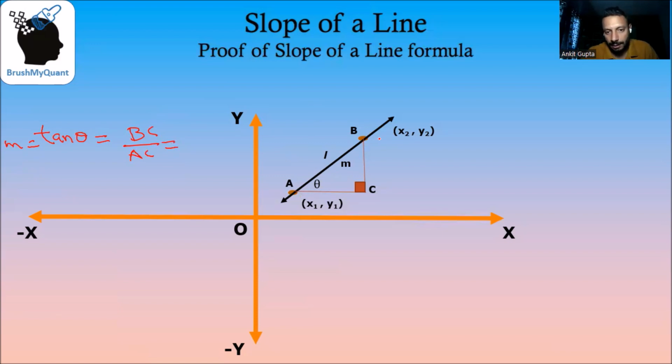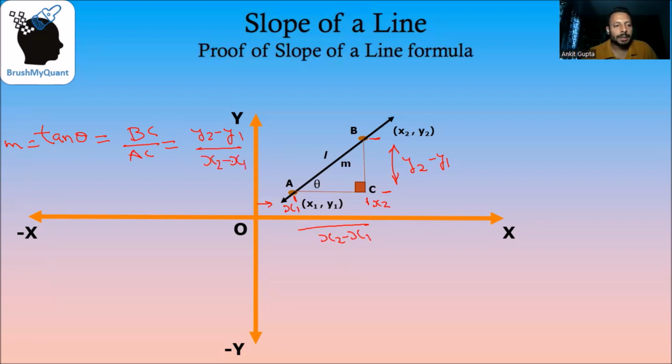And if you see BC, this height is y2, height of C is y1, making this distance as y2 minus y1. So BC becomes y2 minus y1 divided by AC. Now, distance of this point from y-axis is x2. Distance of this point from y-axis is x1, making this distance as x2 minus x1. Making the denominator AC as x2 minus x1. That's why the value of slope of a line is y2 minus y1 divided by x2 minus x1.